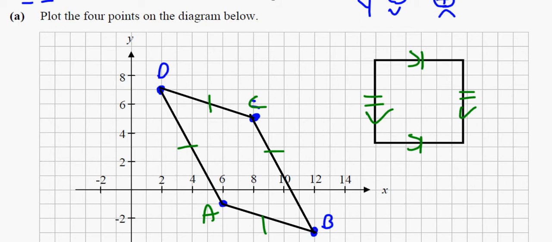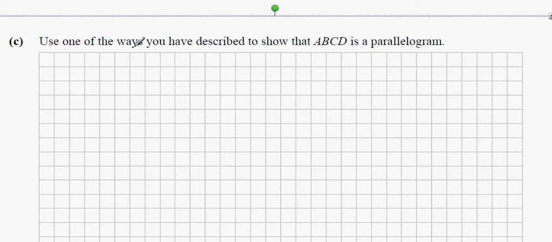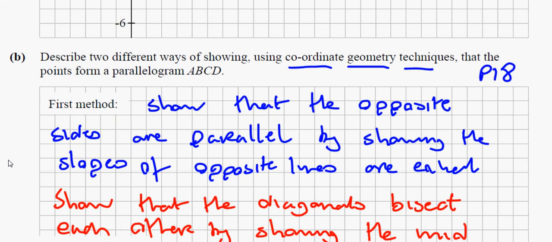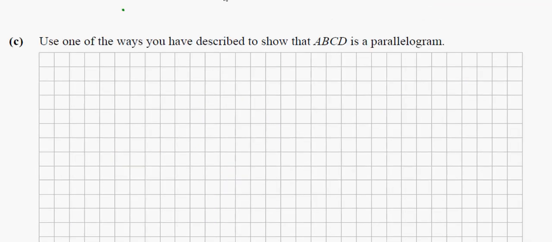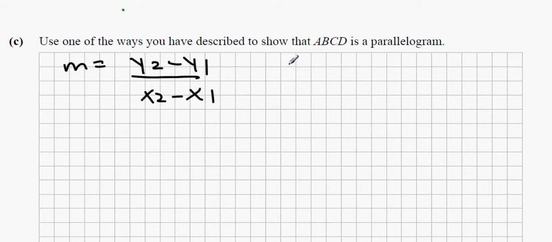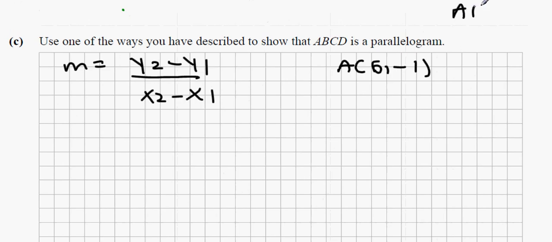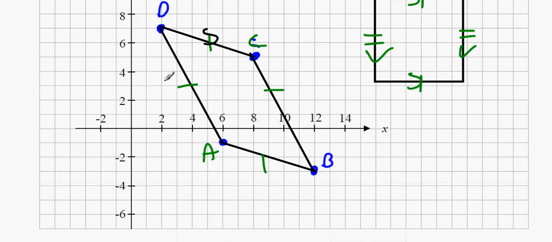Now, use one of the ways you've described to show that ABCD is a parallelogram. I'm going to use the slope one, the first answer I gave, which seems to be the quickest. Show that the opposite sides of a parallelogram have equal slopes. So the slope formula equals y2 minus y1 over x2 minus x1. We need to write down all 4 points again. So A is (6, -1). I'm looking to show that the slope of AD equals the slope of BC, and the other I'm looking to show is that DC equals AB.